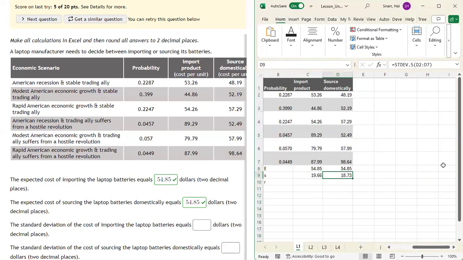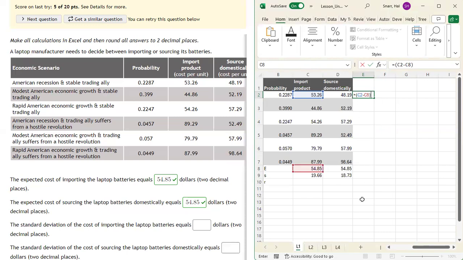These right here are based on each of these events being equally likely. That is not the case, right? So what we have to do is calculate the weighted standard deviation. And the way you calculate the weighted standard deviation is you take the observed value and you subtract off the weighted expected value.